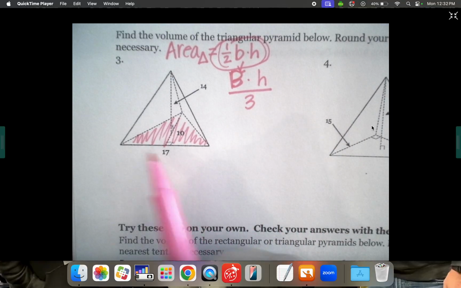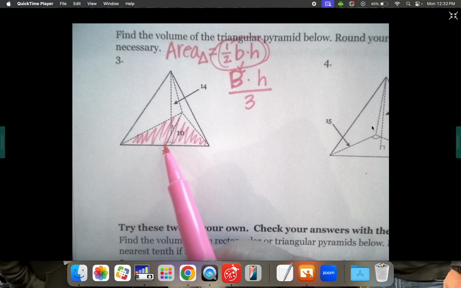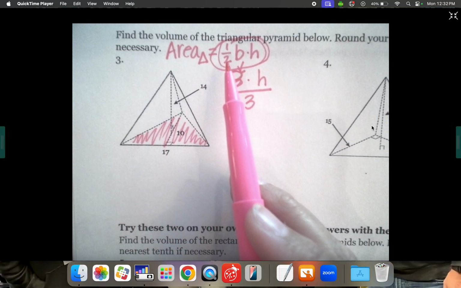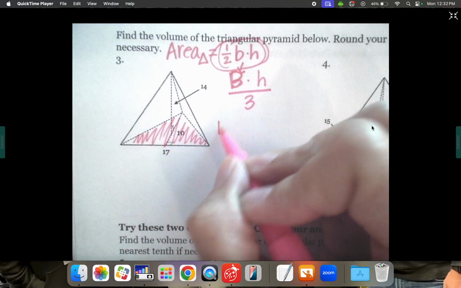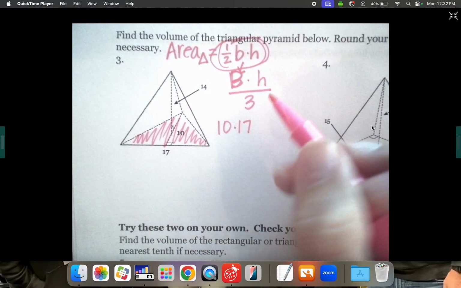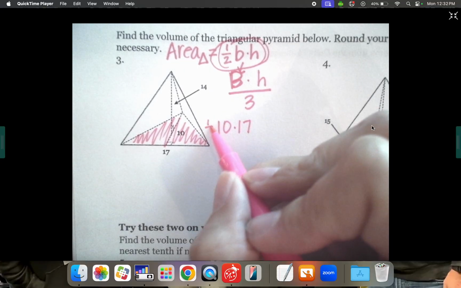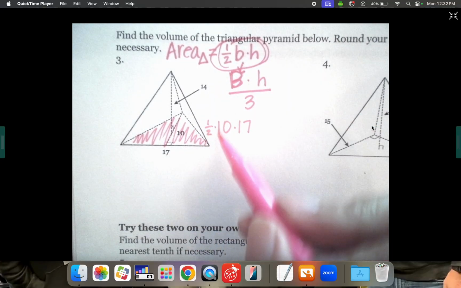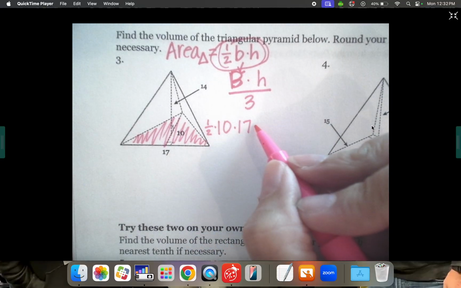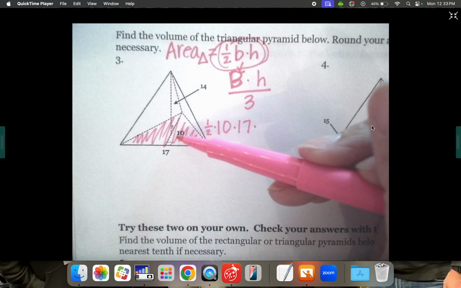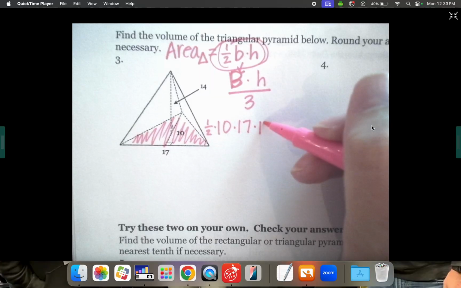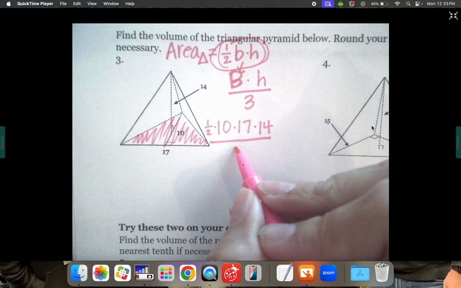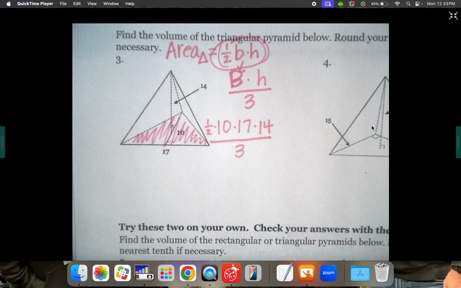Okay, so it is 10 by 17, but because it's a triangle, we're going to do times half. So 10 times 17 times half, or you could put the half at the front if you want, it doesn't matter, 1/2 base times height, 1/2 base times height. And then we're going to multiply by the height of the whole pyramid, which is 14, and then we're going to divide by 3. So there is an extra step when the base is not rectangular.